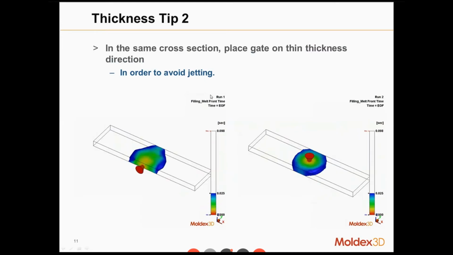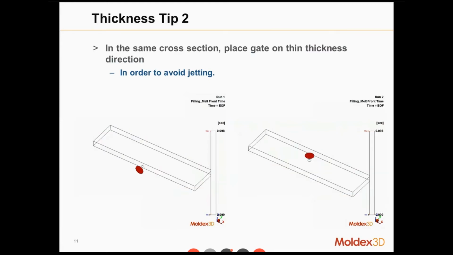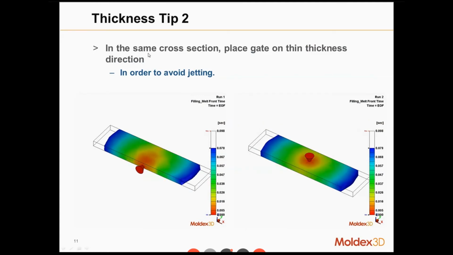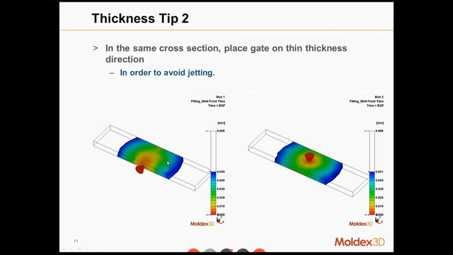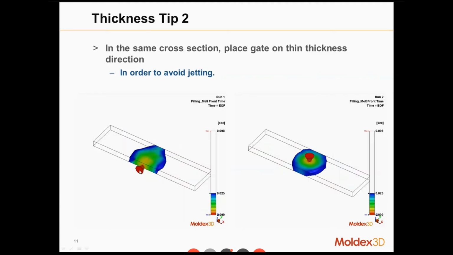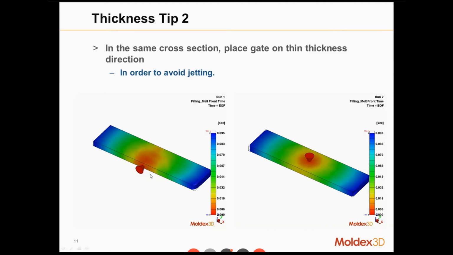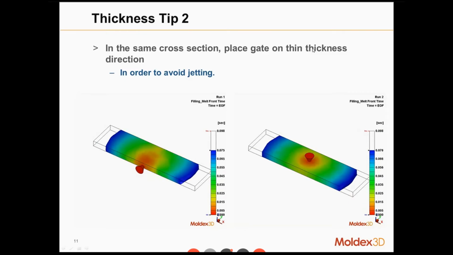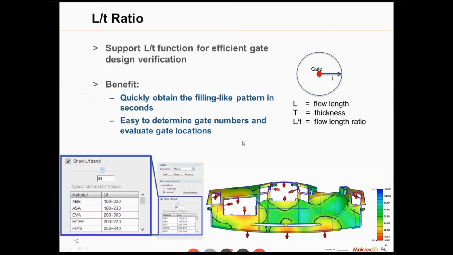Second tip for the thickness. As I mentioned in tip number 1, we suggest putting the gate in the thicker area. But if we choose the sand area, we suggest putting the gate in the thin thickness direction in order to avoid jetting. Like in the left picture, if we put the gate this way, it might have some jetting phenomena. It might happen for high flowability material with high injection pressure. So we always put the gate this way, in the thin thickness direction.